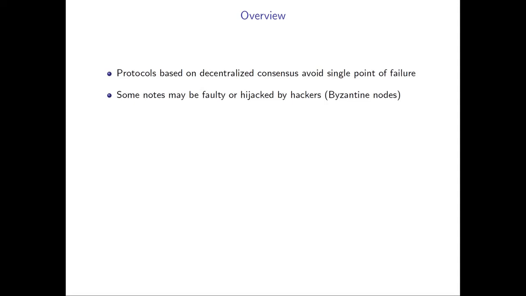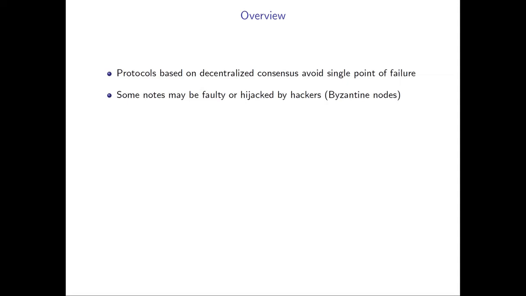So protocols based on decentralized consensus avoid single point of failure. That's why we start to analyze all these decentralized protocols, right? We all know that the traditional financial system suffers from this single point of failure problem, whether it's operational risk or financial risk, moral hazard, all of this. But if you decentralize it, this can be avoided to some extent.